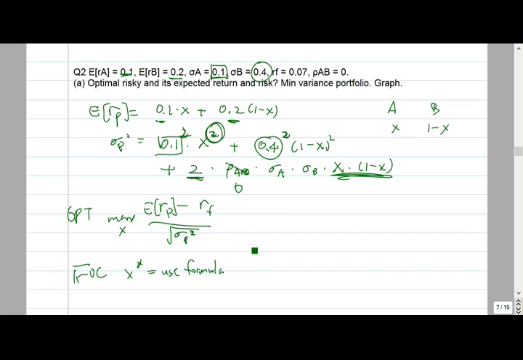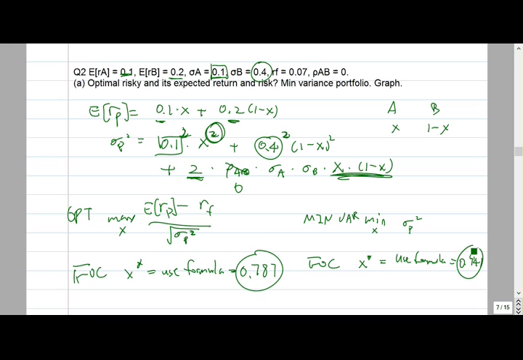Remember to copy that on the cheat sheet, and this is equal to, let me see, 0.787. And the mean variance one is the same idea, it's literally just minimizing the variance, so sigma p squared. Then you can use the first order condition, or again use another formula, not the same formula obviously. It's equal to 0.941.